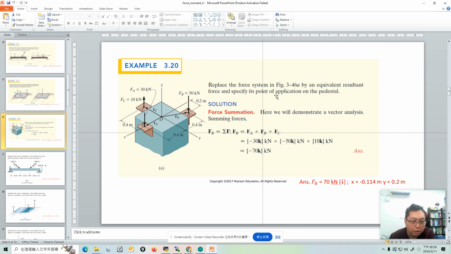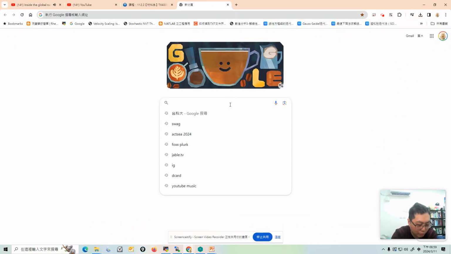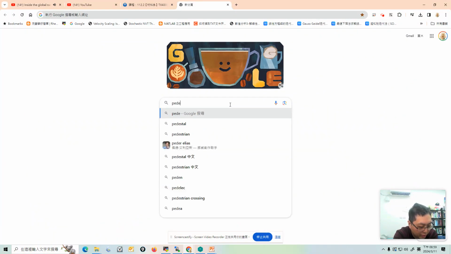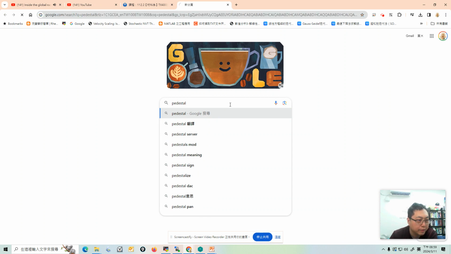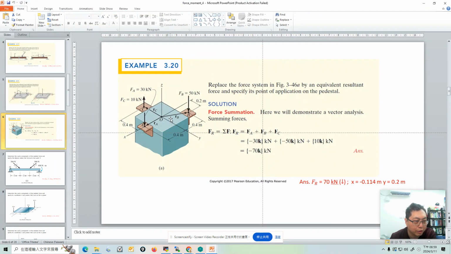We're on a pedestal. What does pedestal mean? Let me check. Pedestal is called 坐底 or 基座 in Chinese. So this object is called the pedestal.